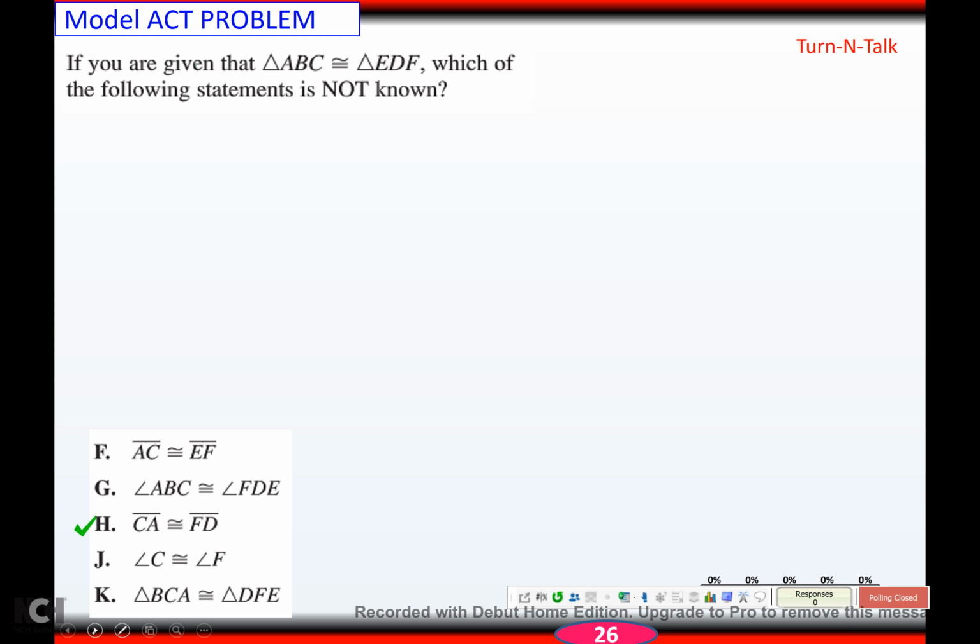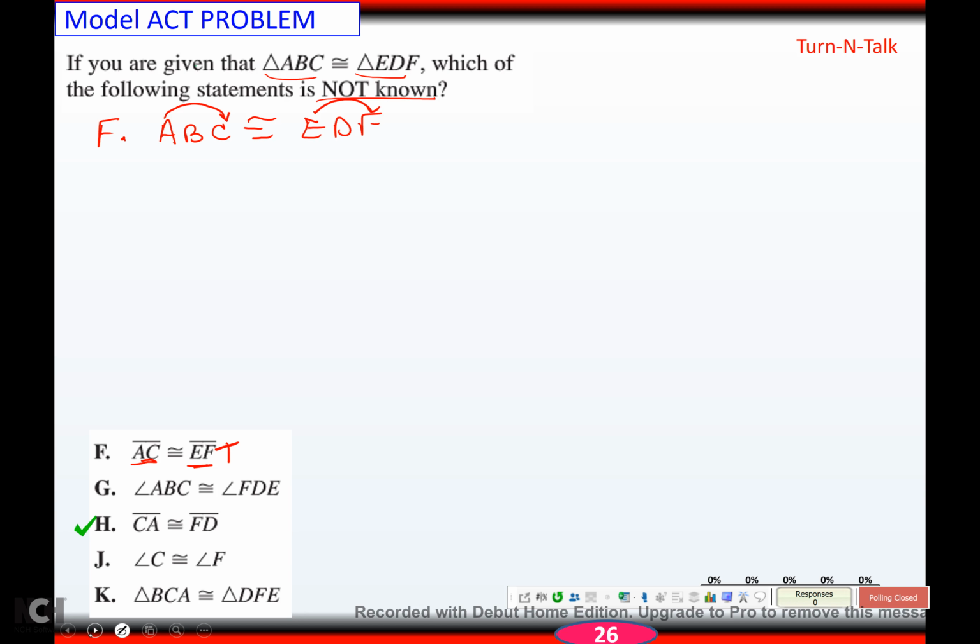And hopefully you got H. It says if you were given that ABC is congruent to EDF, which of the following statements is not known? Alright, for F, I just like to write it out because to me it's easier. You just check the order. This says AC, which goes first to last, is congruent to EF, which also goes first to last. That's true. It's the same order, so I can line them up.